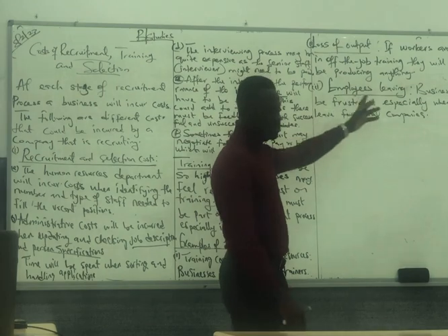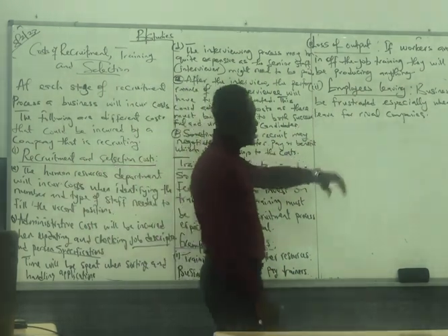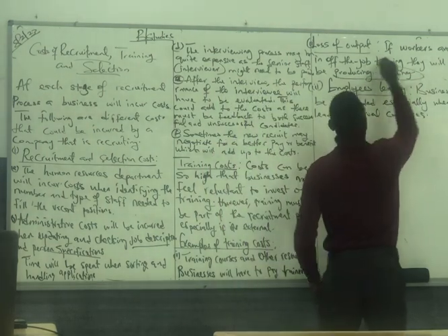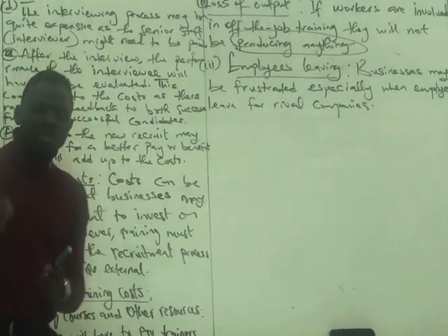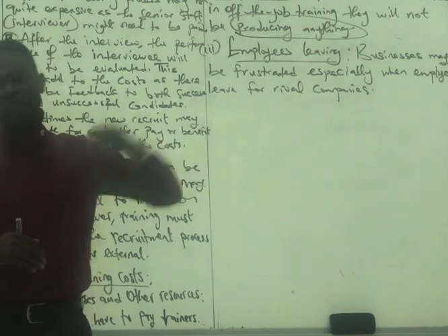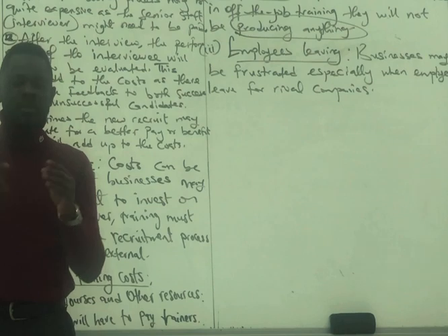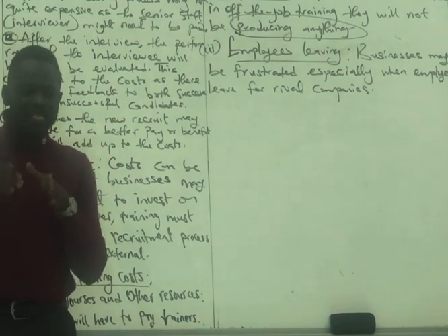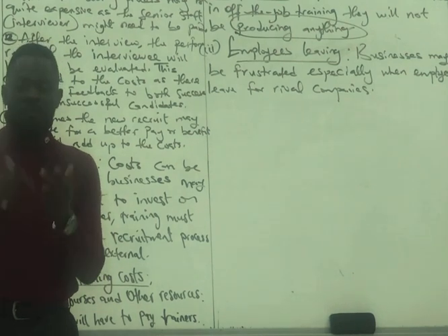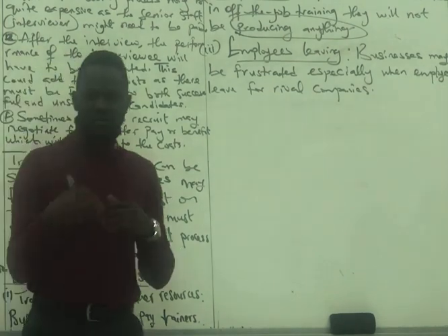Two, loss of output. For loss of output, we're talking about off-the-job training. So look at what I wrote here. If workers are involved in off-the-job training, they will not be producing anything. They will be paid for doing nothing. That means they are being trained, yes, but they are being trained outside of the company, which means they are not going to be effective. They are not going to be productive at that period of time. So the company will be paying them for the training. The company will be paying for them not producing anything. So that means productivity will be less for the company.